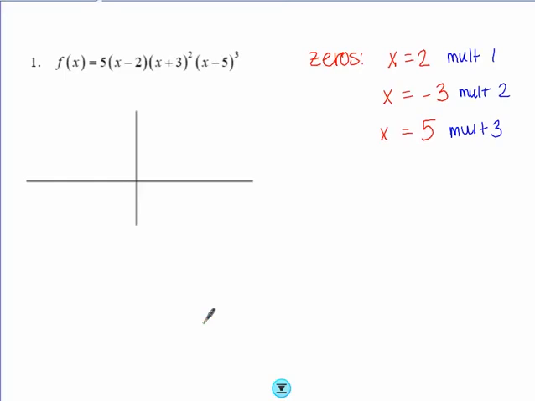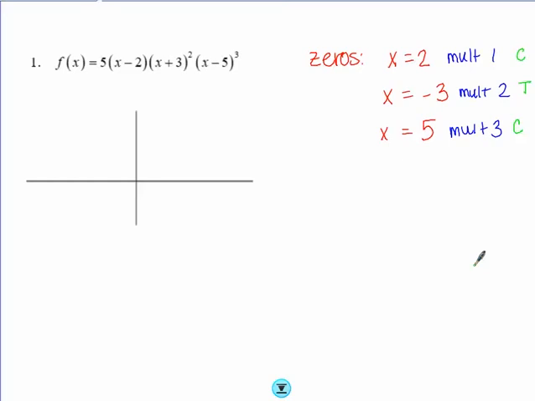Since x equals 2 and x equals 5 both have odd multiplicities, we know that the graph is going to cross the x-axis at those points. And since x equals negative 3 has a multiplicity of 2, which is even, we know that the graph is going to touch the x-axis at that point.